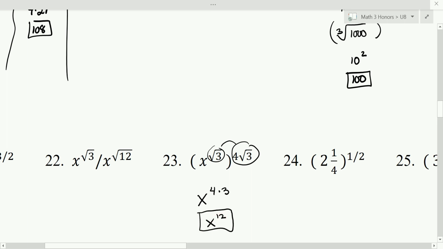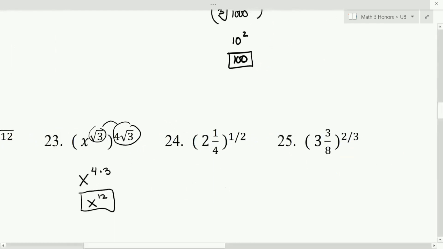I'm not going to do 22 with you, but I do want to ask, what do you think you're going to have to do on 22? You're going to have to simplify the square root of 12. And it'll be a little more helpful after you do that. Okay, so make sure you simplify that on 22.